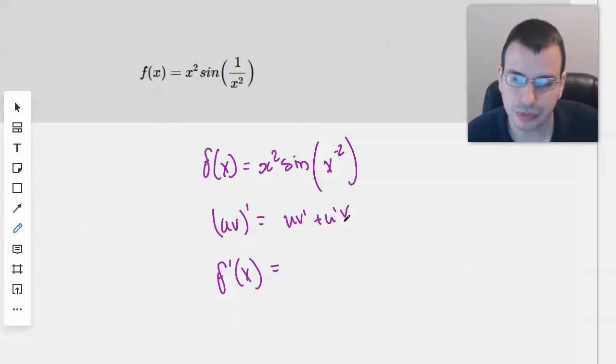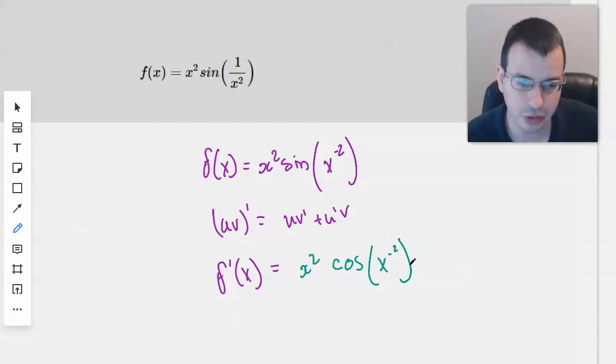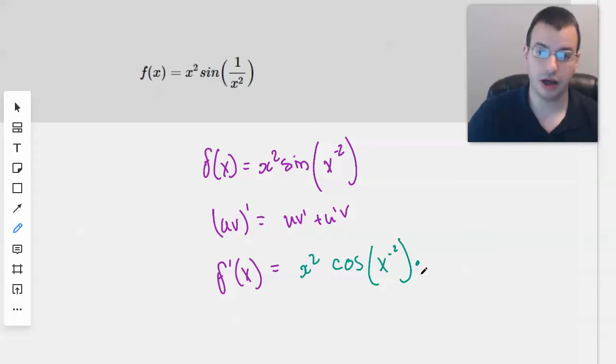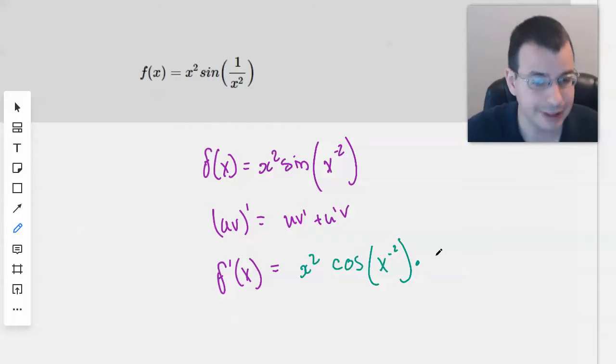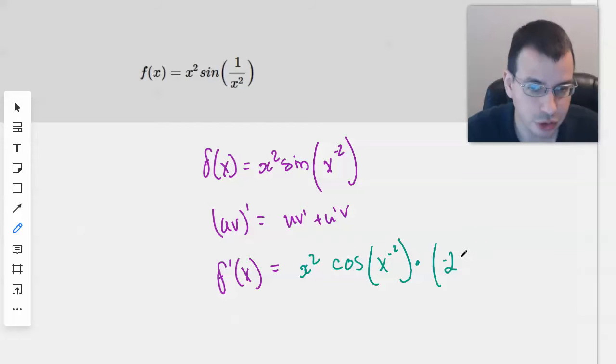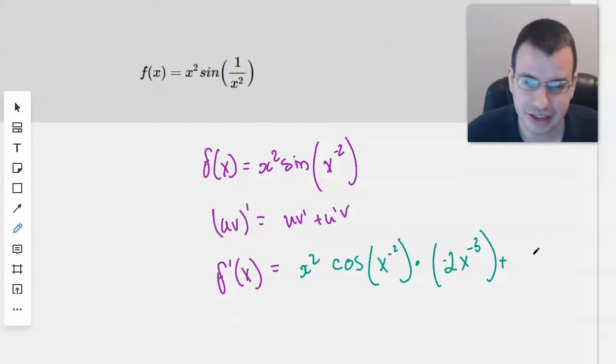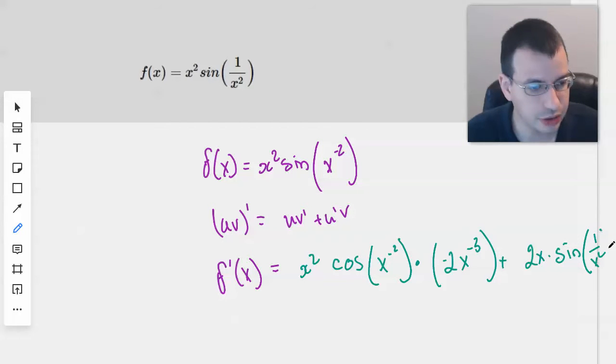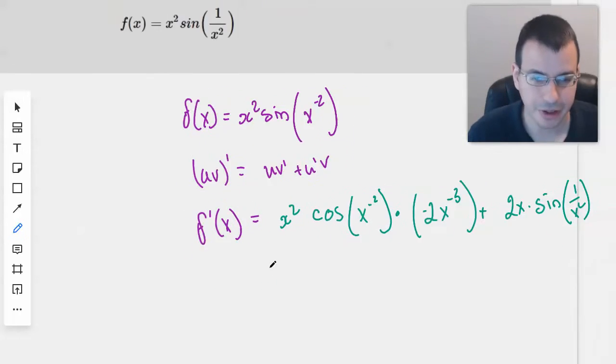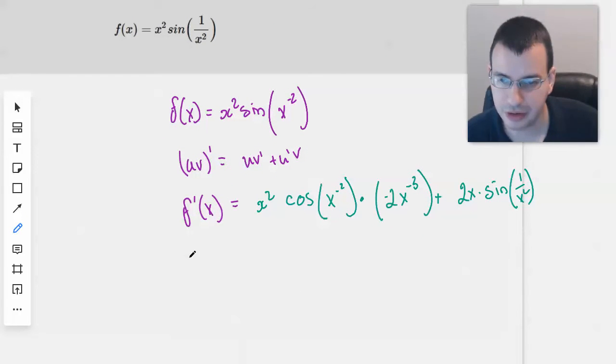Yes. So start with u is x squared, and v prime will be the derivative of sine of x to the negative 2, so it'll be cosine x to the negative 2 times the derivative of x to the negative 2, which will be negative 2 times x to the negative 3. And then we'll add to this u prime, which would be 2x times sine of 1 over x squared. Okay, so this is the first derivative.